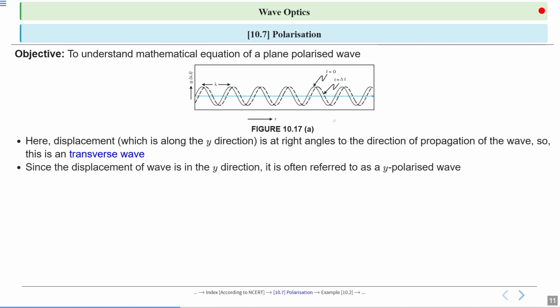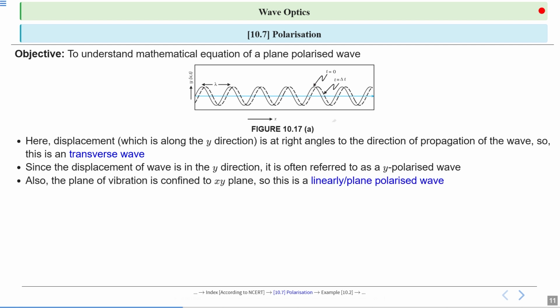Now, since the displacement occurs in the y direction, we refer to this wave as a y polarized wave. This terminology helps us specify the direction of wave oscillation. It's important to understand that the direction of polarization indicates the orientation of the wave's electric field vector. So the oscillation of the electric field vector is along the y axis. So this is y polarized light.